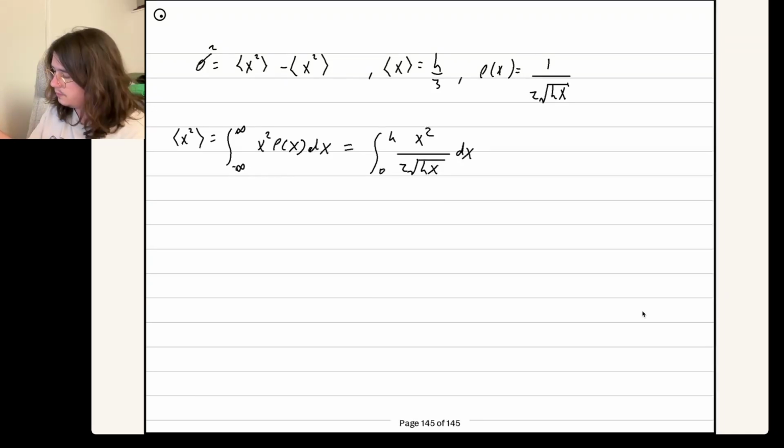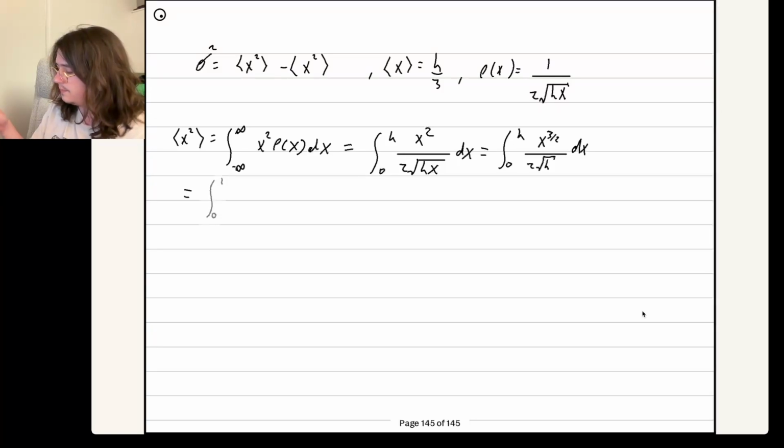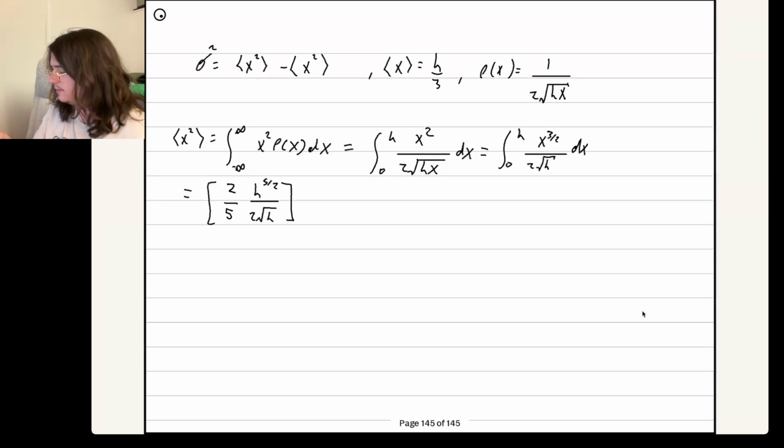dx from 0 to h, which simplifies into the integral from 0 to h of x to the 3 halves over 2 root h dx, which evaluates to 2 over 5 h to the 5 halves over 2 root h, right? The 5 will remain, the 2's get canceled out, so you'll have h squared over 5 for your expectation value of x squared.